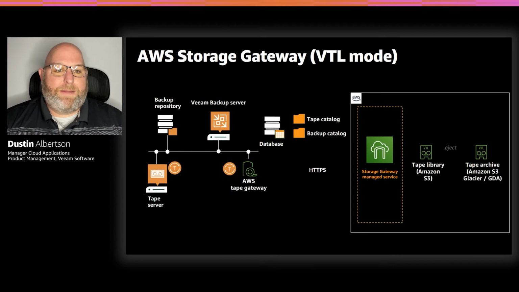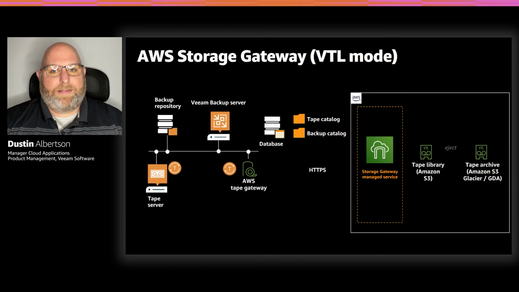So the first one we typically see is Cloud Gateway, right? So the AWS Storage Gateway in VTL mode. And this is where a customer can take their backups from on-prem, send them to a tape gateway, and have them land on Glacier and Deep Archive for more long-term archival purposes.